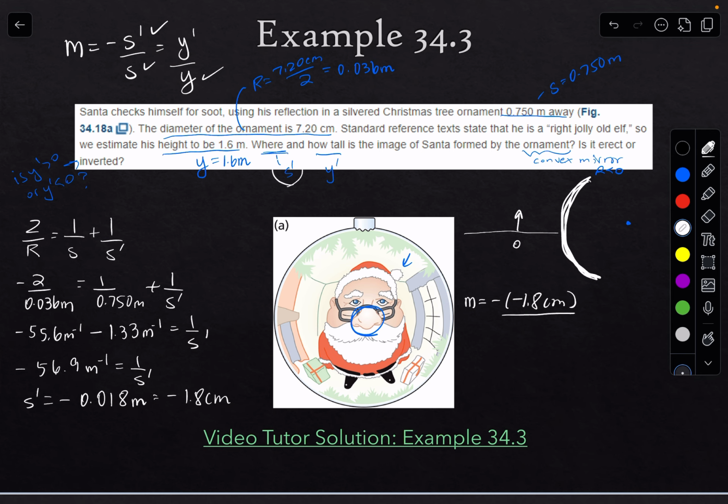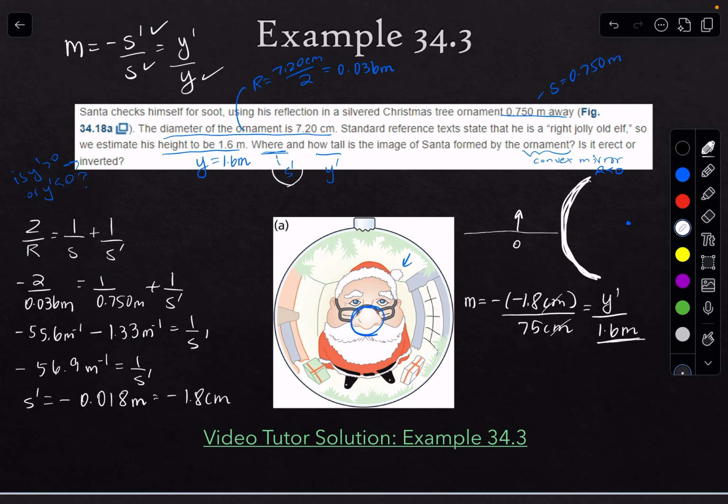which is 75 centimeters. See, my brain isn't used to working from meters to centimeters. It likes centimeters to meters better. And that should equal the image height, which is what we're solving for, divided by the object height, which is Santa's height, which is 1.6 meters. And I'm leaving this in meters here because you see the centimeters cancel out over here. And so then what I can expect my answer to be is in meters.